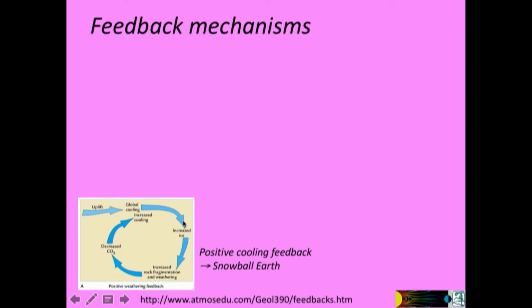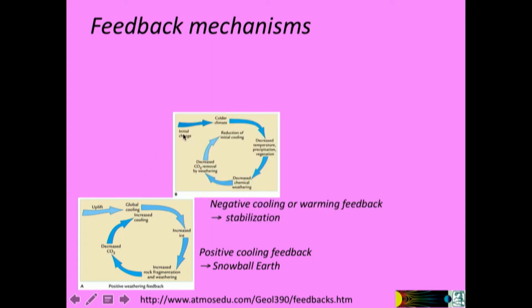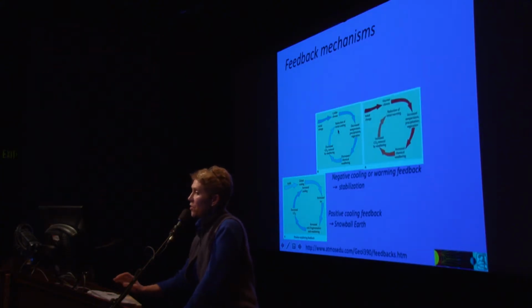You could also have a negative cooling feedback that would stabilize the Earth system. Maybe it starts getting colder, but then that decreases precipitation, which reduces the breakup of rock, and so there's less CO2 absorbed by rock, less weathering. That reduces the cooling, and you have a stabilization of the climate system. You could have a negative feedback, a negative warming feedback.